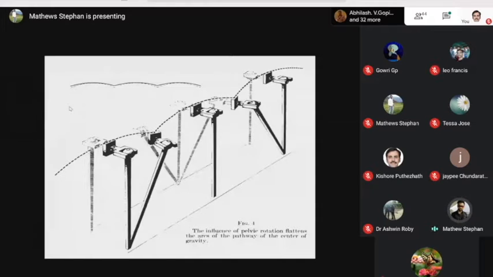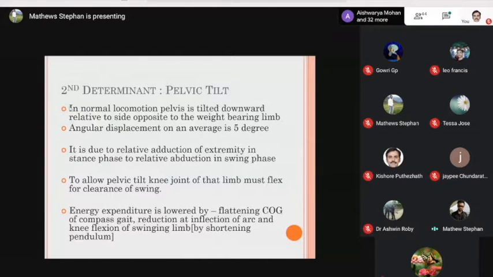Next, coming to the second determinant. In normal locomotion, pelvis is tilted downwards relative to side opposite to the weight-bearing limb. The angular displacement on an average is 5 degrees. It is due to relative adduction of extremity in stand phase to relative abduction in swing phase. To allow pelvic tilt, knee joint of that limb must flex for clearance of the swing. The energy expenditure here is lowered by pelvic tilt by flattening the center of gravity of the compass gait as done by the pelvic displacement.